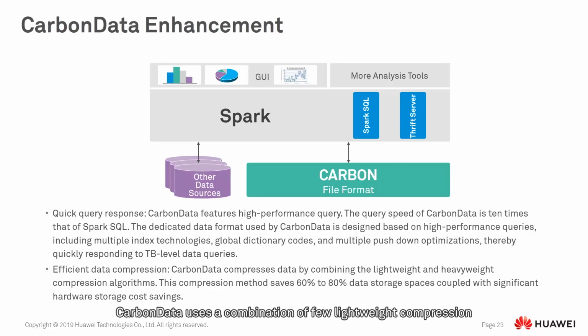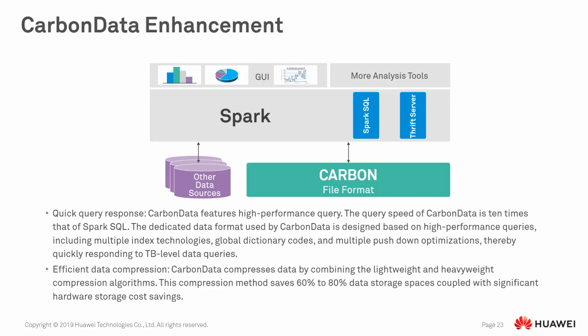CarbonData uses a combination of a few lightweight compression and heavyweight compression algorithms to compress the data. CarbonData can reduce the space required for storing the data by 60% to 80%, giving huge savings on the storage hardware cost.